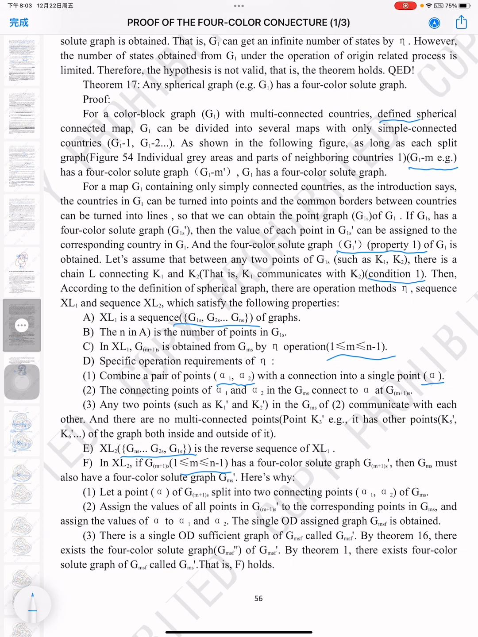1. Let a point alpha of Gm at 1s split into 2 connecting points alpha 1 and alpha 2 of GMS. 2. Assign the values of all points in Gm at 1s apostrophe to the corresponding points in GMS, and assign the values of alpha to alpha 1 and alpha 2. The single OD assigned graph GMSF is obtained. 3. There is a single OD sufficient graph of GMSF called GMSF apostrophe. By theorem 16, there exists the four-color solute graph GMSF2 apostrophe of GMSF apostrophe. By theorem 1, there exists a four-color solute graph of GMSF called GMS apostrophe, that is, F holds.